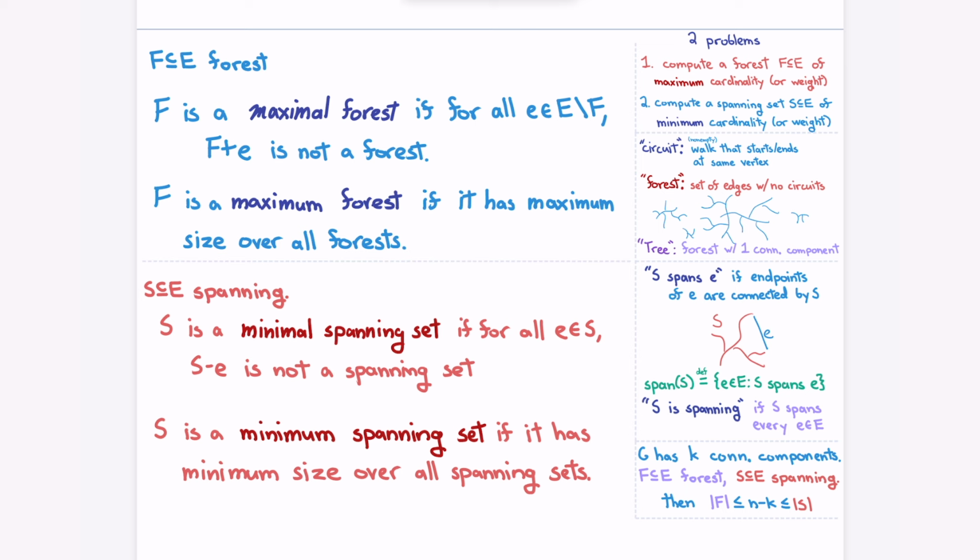But the question is, will this algorithm get you a maximum forest? And will it get you a minimum spanning set? Will this simple algorithm actually get you an optimum solution? And then also, how do we prove it?